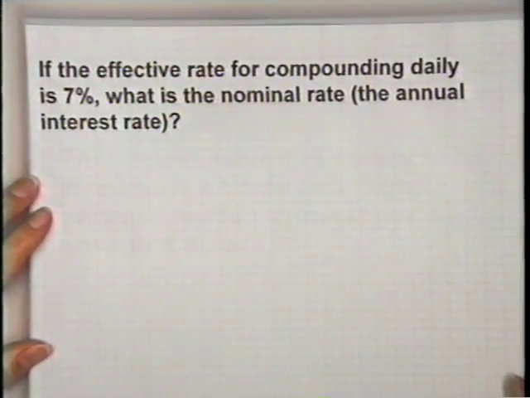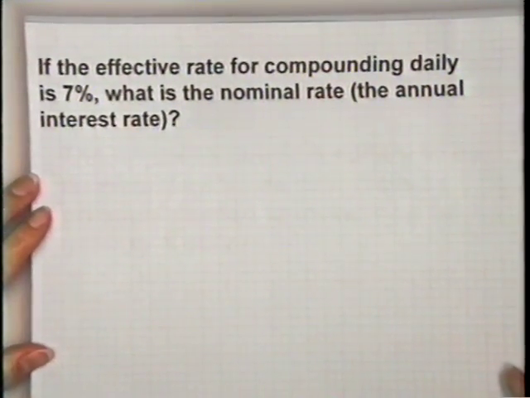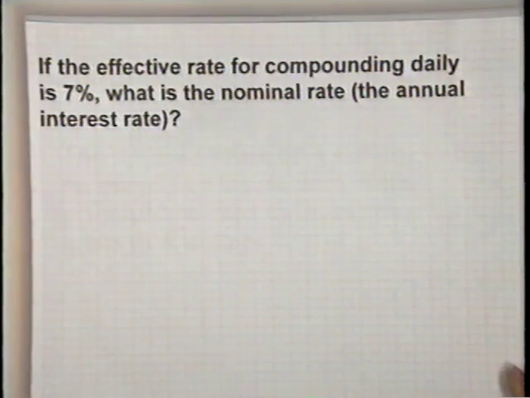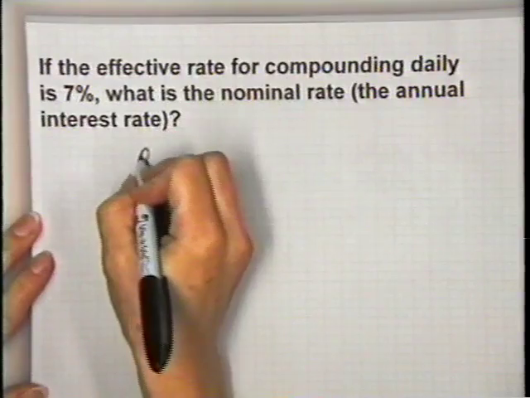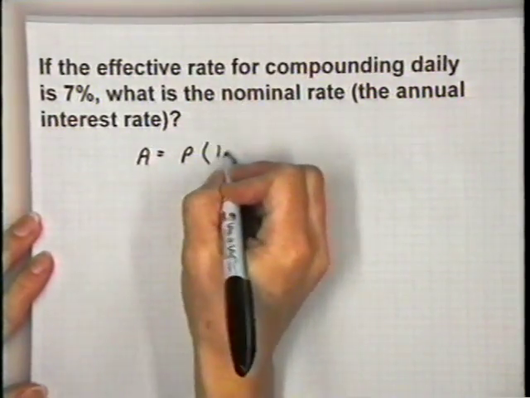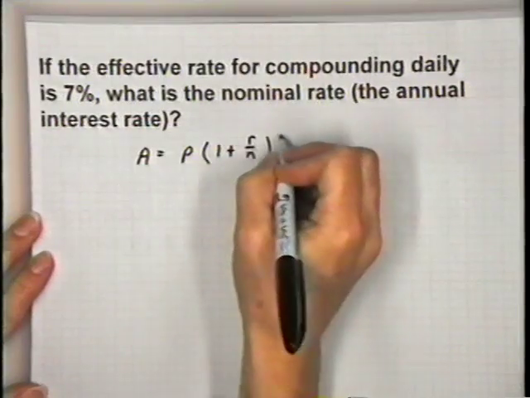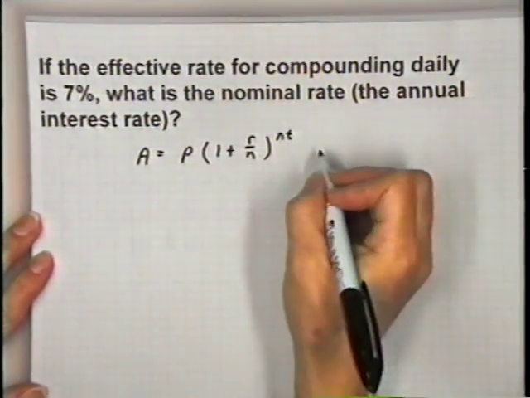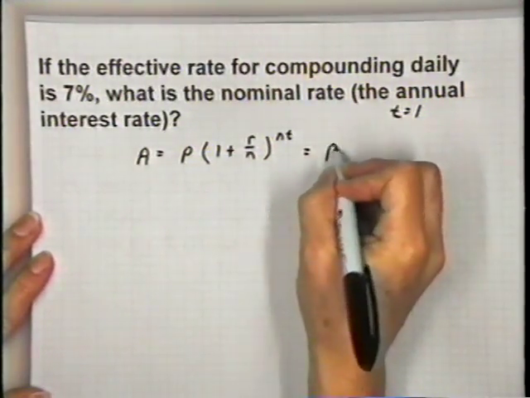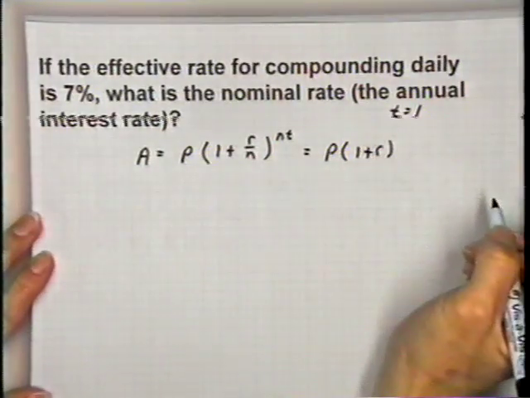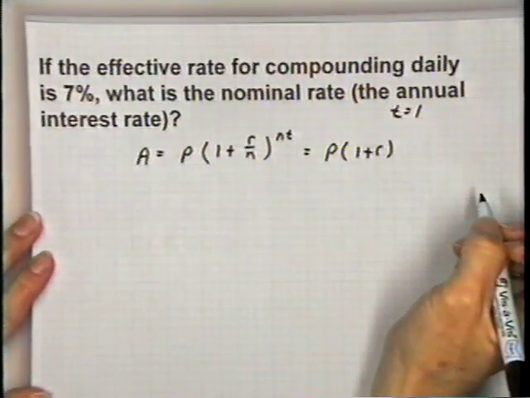If the effective rate for compounding daily is 7%, what is the nominal rate or the annual interest rate? Well, this problem is a little bit different, isn't it? Let's go back a second and remember that what we had was our amount is P times 1 plus R over N to the N times T. And we said if we're going to do an effective rate, we're going to let T equal 1. And what we're going to get over here is P times 1 plus R. Right? Okay, now I do not know my P, do I?